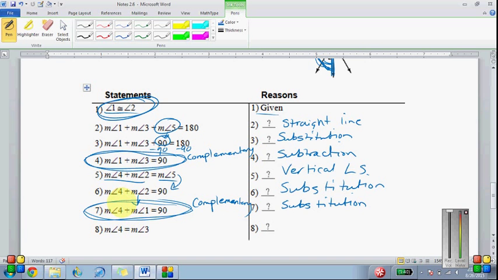Since I've got 4 and 3 both complementary to angle 1, I could say 4 and 3 are equal to each other or congruent to each other because of the congruent complements theorem. Two angles complementary to the same angle means those two angles, 3 and 4, in this example, are congruent to each other.